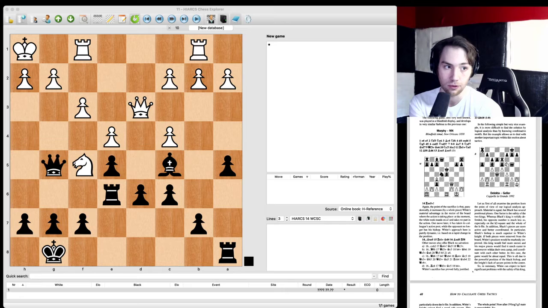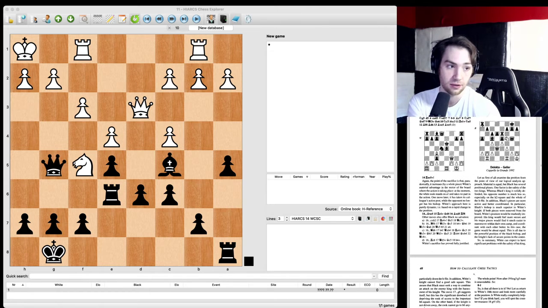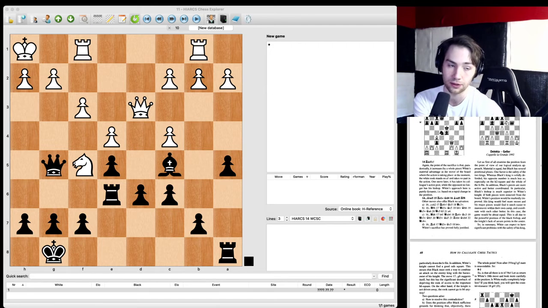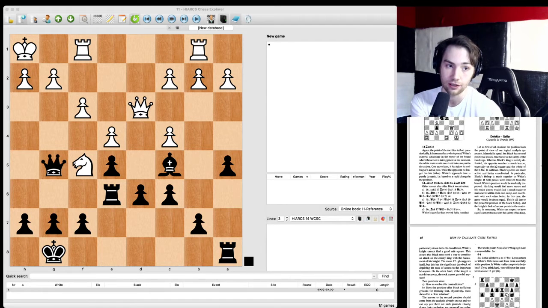"His king would feel more secure, and his major pieces would find it much easier to maneuver within their own camp and coordinate with each other better. In this case, the game would be about equal." So he's saying if we trade away these minor pieces, it's going to be equal, and we don't want that. We're trying to win. We also have an attack on the king. "And so in summary, white can expect to have significant problems with the safety of his king, particularly down the h-file. In addition, white's knight cannot find a good safe square."